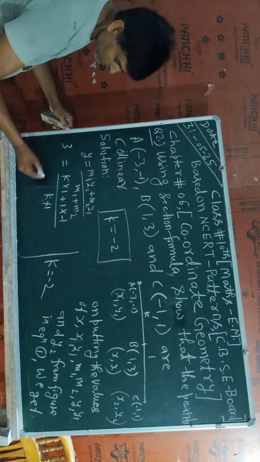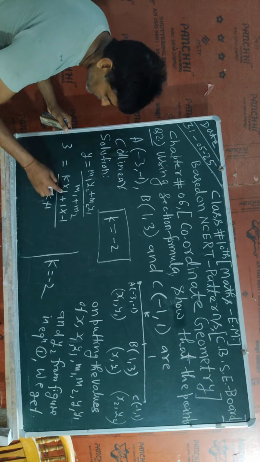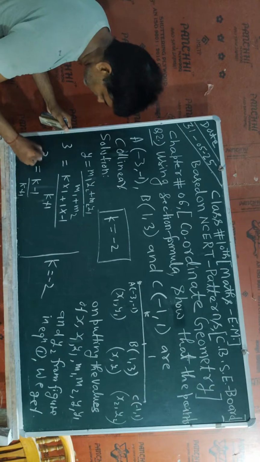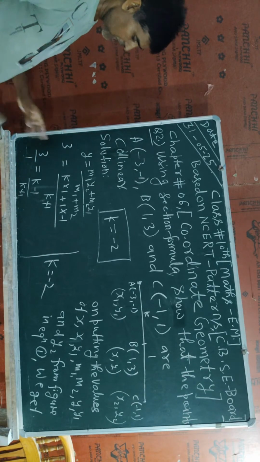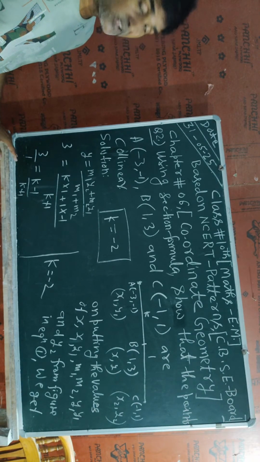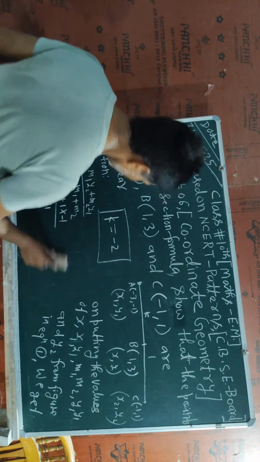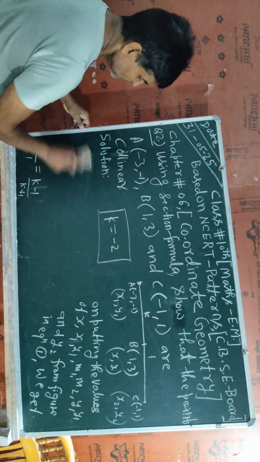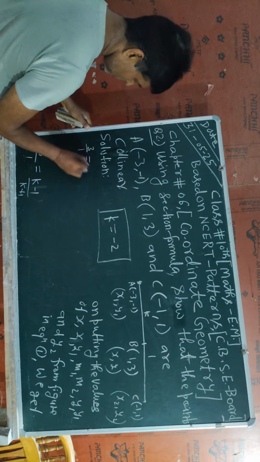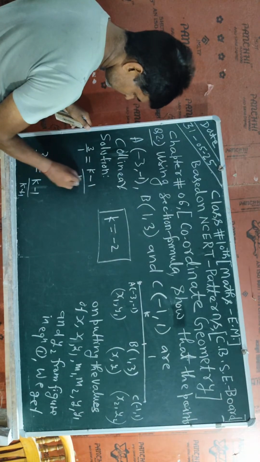Now here I will simplify. After simplifying I will get k minus 1 divided by k plus 1, and in the left hand side I have written 3, and 3 can be written as 3 divided by 1. Now I will use the concept of cross multiplication and then simplify it. Now 3 divided by 1 is equal to k minus 1 divided by k plus 1.